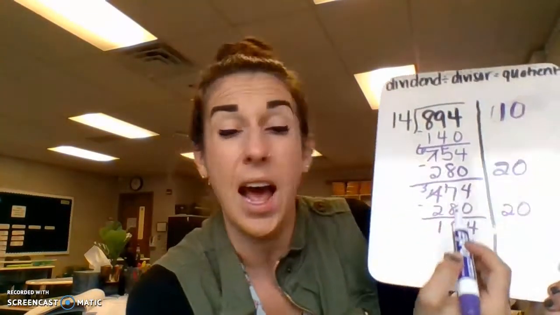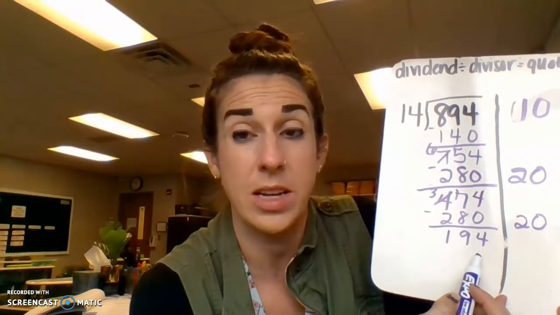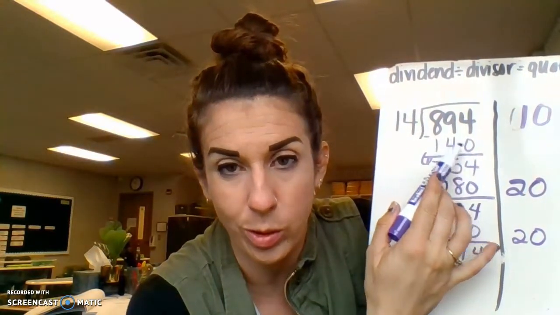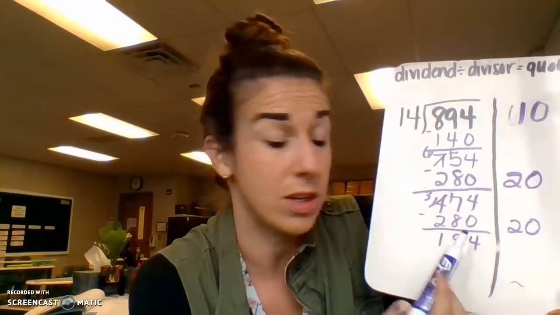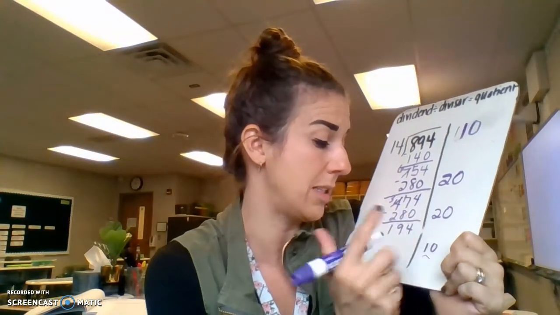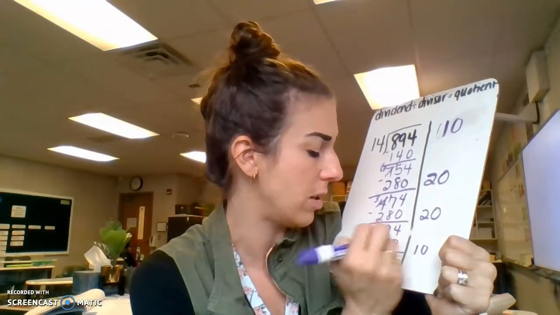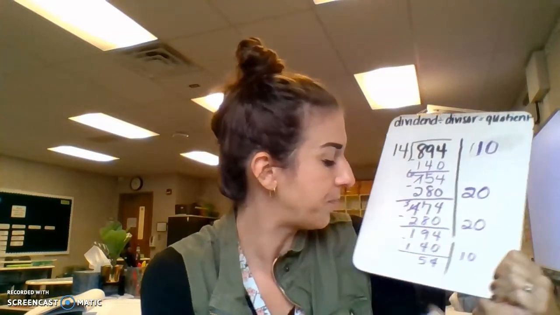And I notice that I cannot put another group of 20 in 194. That's not going to work. But I can put another group of 10 into 194 down here. So I'm going to do that. I'm going to write 10 to the side, and I'm then going to put the multiple underneath my dividend, and I'm going to subtract.